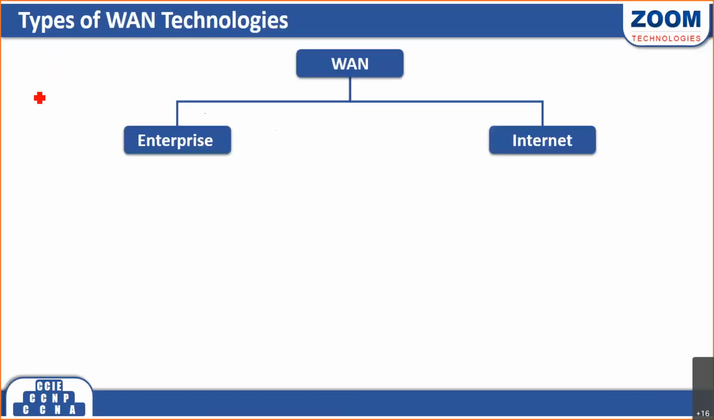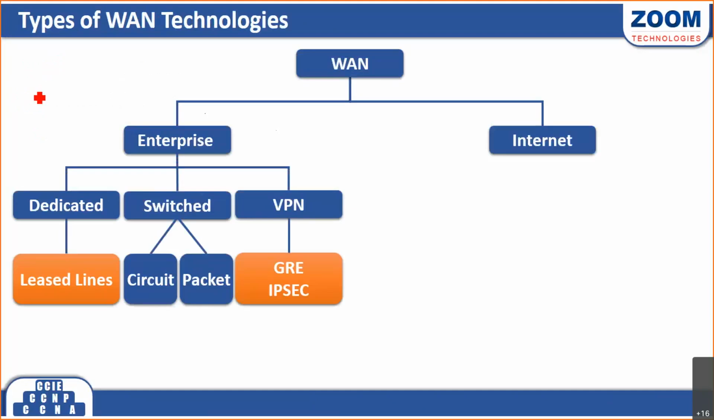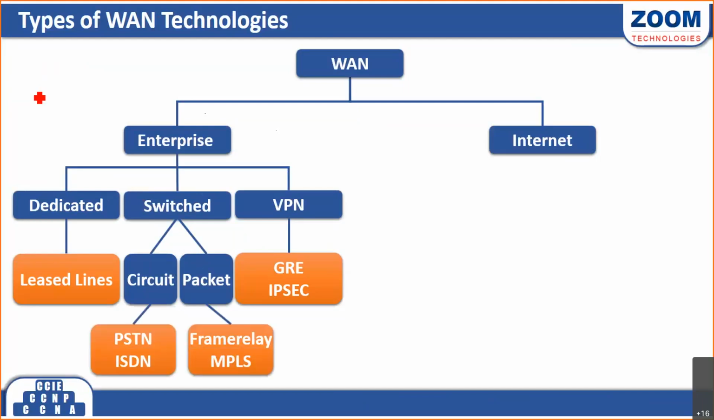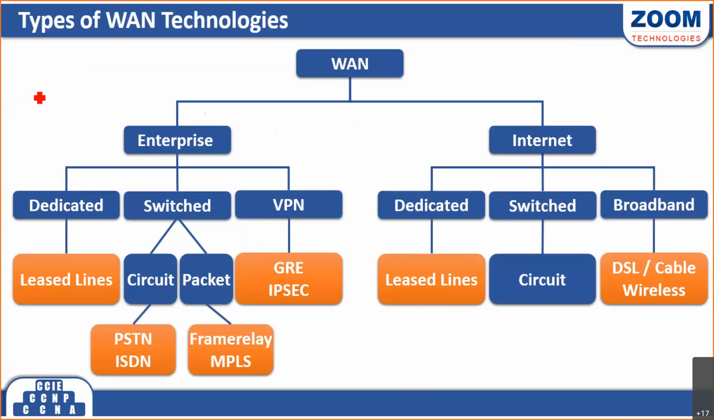In enterprise, again, you have different types of technologies. One is dedicated technology, switched technologies, and VPN technologies. In dedicated lines, we have leased lines, circuit switched, packet switched, GRE VPN, IPsec VPN, DMVPN, different types of WAN VPN technologies there. In circuit switched and packet switched technology, we have PSTN lines, ISDN lines, frame relay, MPLS. These are all different types of technologies we have. In internet again, dedicated internet, switched internet, broadband.